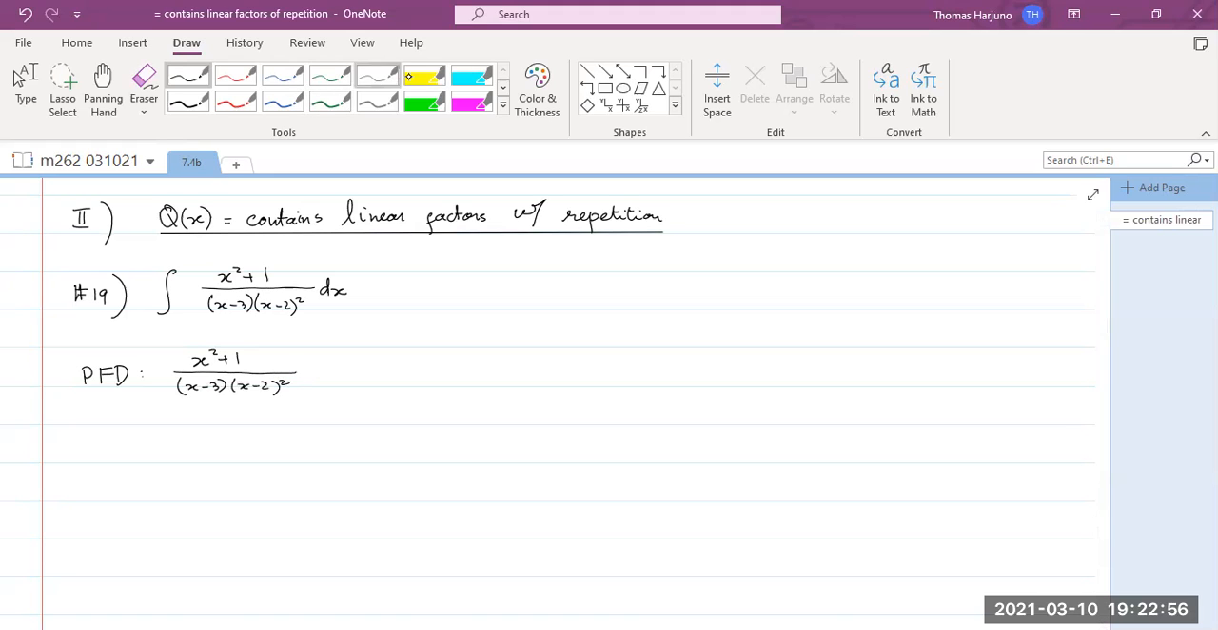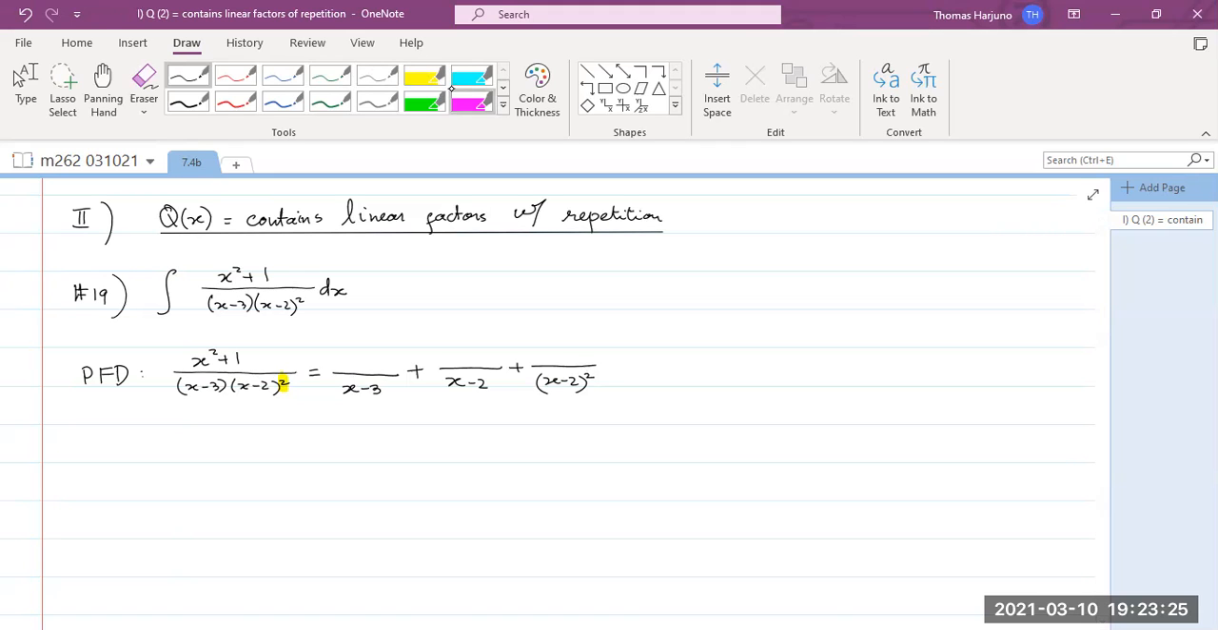So you see the repetition actually happens here, right? It's a multiplicity of 2. x minus 3 happens only once, a multiplicity of 1, so we have only one x minus 3. For x minus 2, because it's squared, we will have x minus 2 and x minus 2 squared.